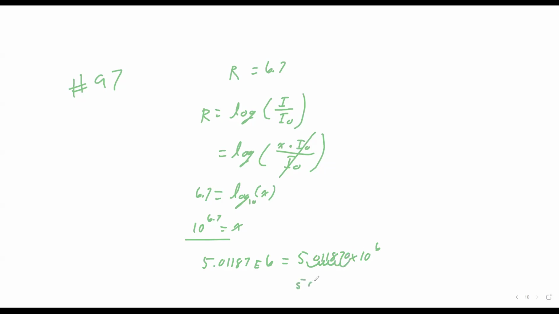So it's 5011870. And so that is the intensity. It was 5 million and something times the intensity of that event, stronger. So 6.7. That seems like a ridiculous number of intensity, but that's how they measure it.